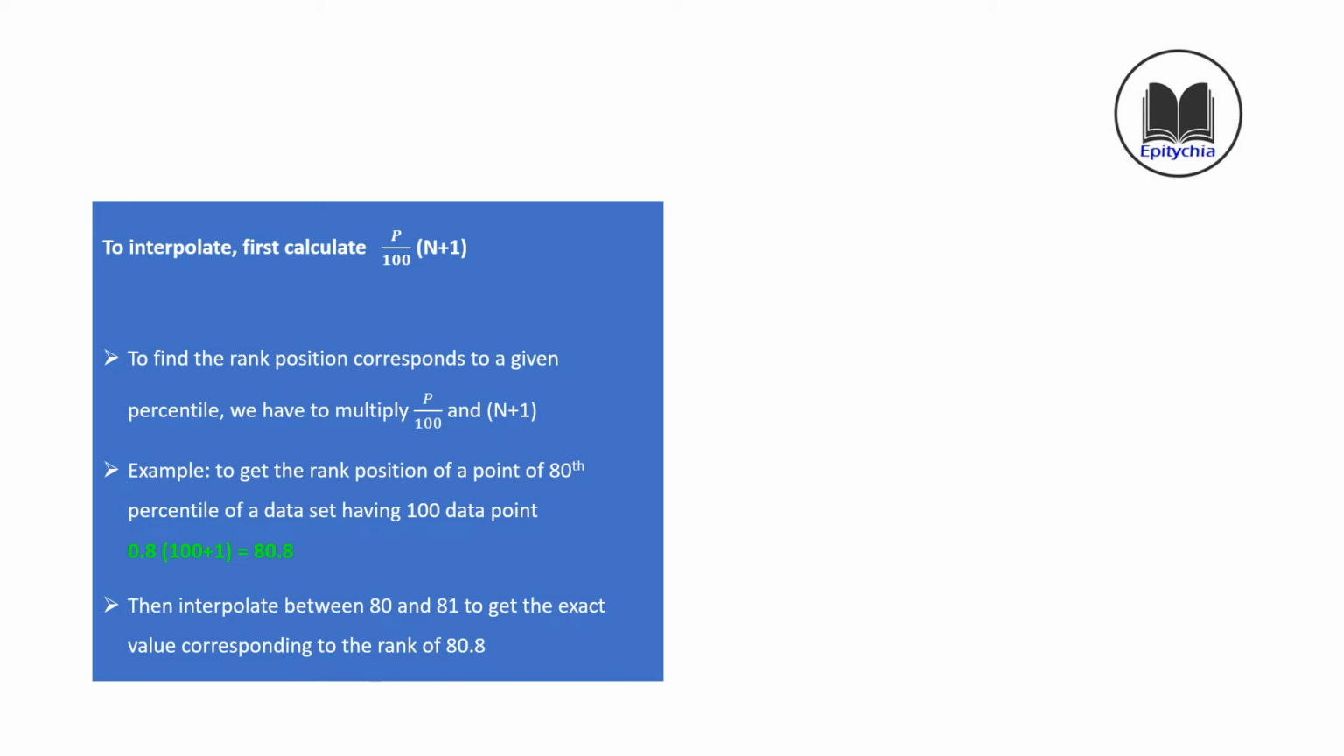Now, how to interpolate? The first step is to calculate P upon 100 into n plus 1. P is the percentile, n is the total number of data points. Here we use n plus 1, not n. Why is this? It is explained here. See the pink area.